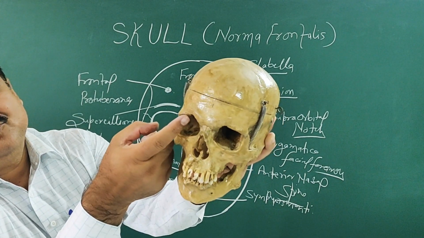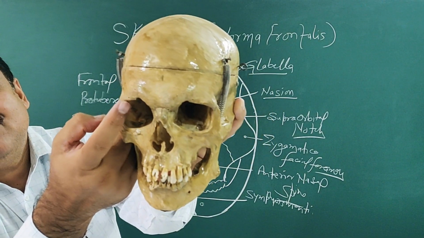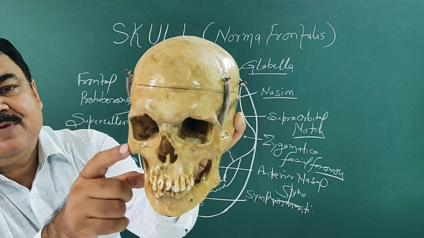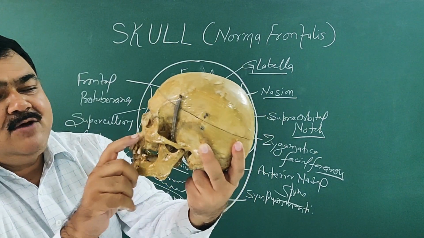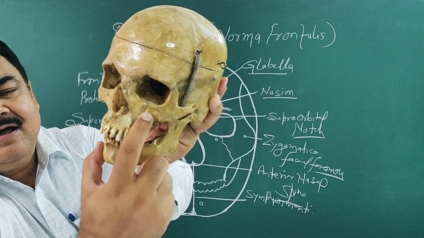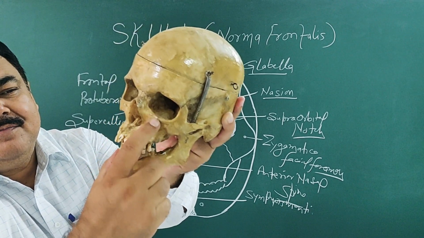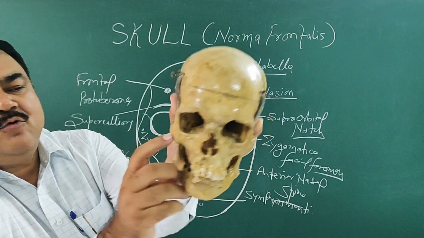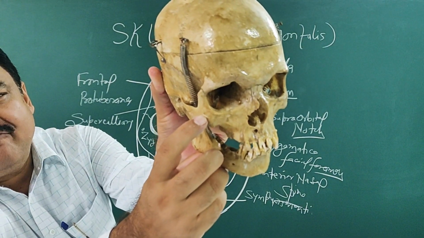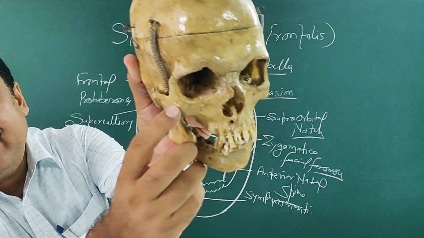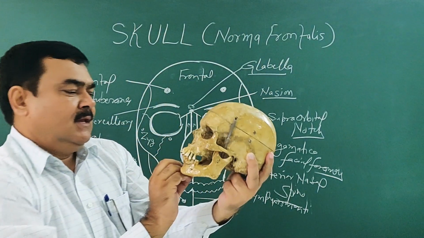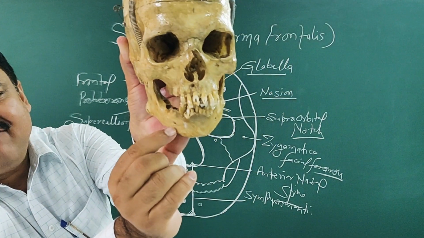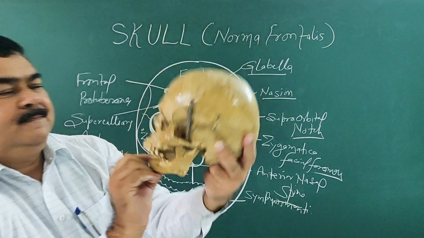Here in the superior margin there is a notch, the supraorbital notch. Inferiorly you can see this foramen, the infraorbital foramen. And in the zygomatic bone you can see the zygomaticofacial foramen. Here you can see the mandible, and the mental foramen is present here.